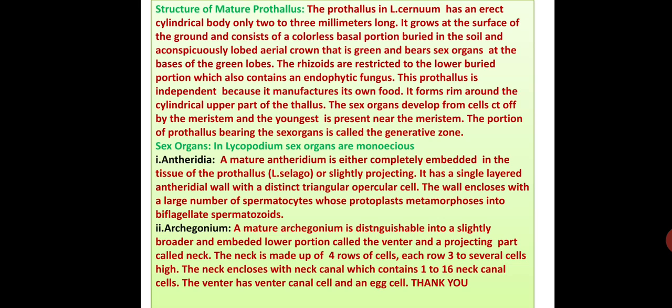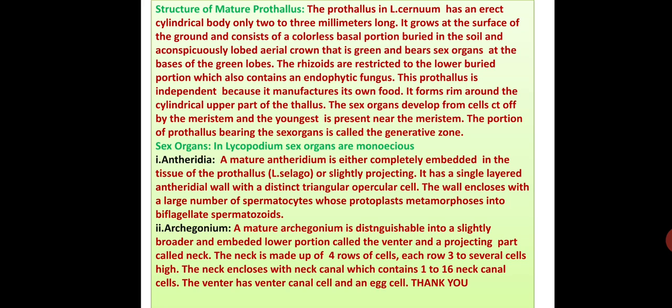First we discuss the antheridia. A mature antheridium is either compactly embedded in the tissues of the prothallus, for example Lycopodium selago, or slightly projecting. It has a single layered antheridial wall with a distinct triangular opercular cell. The wall encloses a large number of spermatocytes whose protoplasts metamorphose into biflagellate spermatozoids or antherozoids.